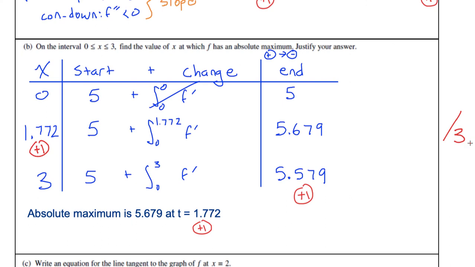Yes. I got the answer, but I phrased it weird. How'd you phrase it? I said absolute maximum at 1.772 equals x with a value of 5.679. Yeah, full points. Okay.